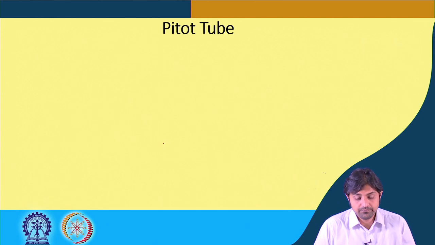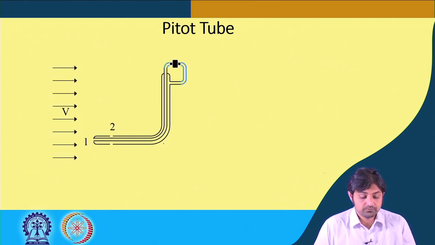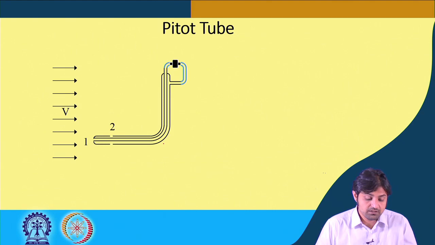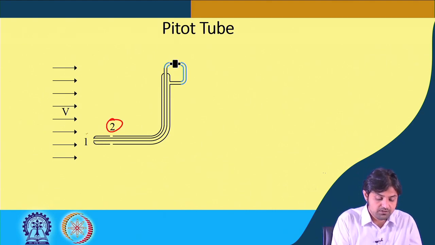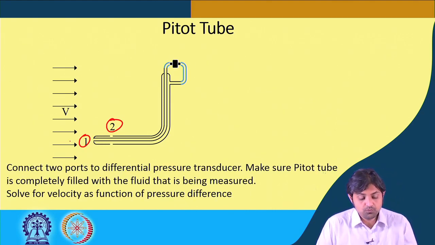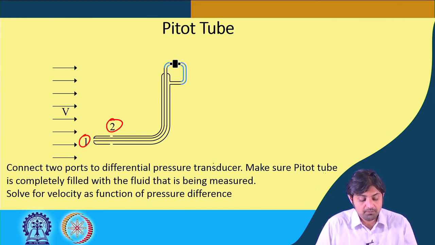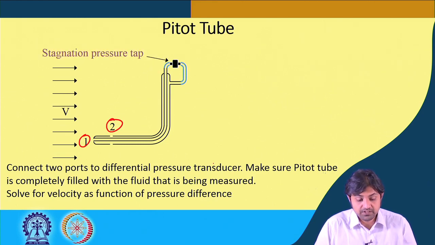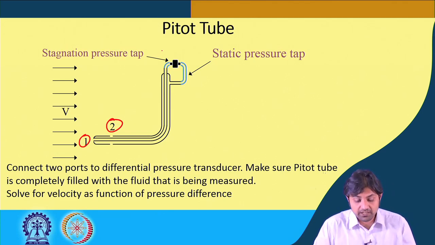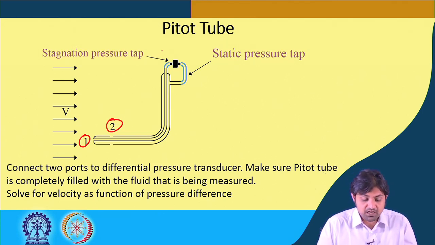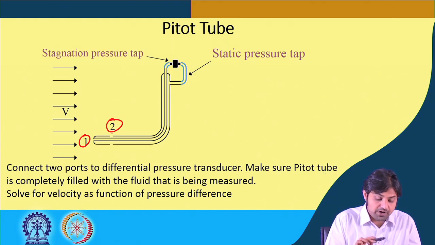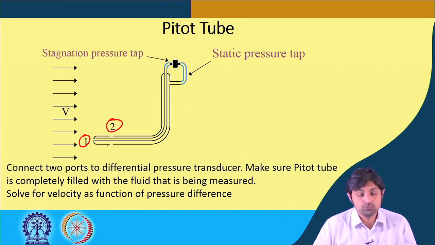All right. So, pitot tube. There is a velocity V, there is point 1 here and point 2 here. So, connect two ports to a differential pressure transducer, and make sure that the pitot tube is completely filled with the fluid that is being measured. Solve for velocity as a function of pressure difference. This is the stagnation pressure tap, this is the static pressure tap. So, what it does is it measures pressure at point 1 and at point 2.